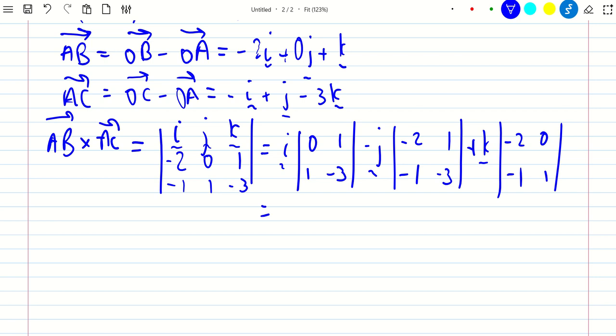Okay, and what have we got for I? That'll be 0 take away 1, so that's -I. For J, it's going to be 6 plus 1, so that'll be 7, but it'll be take away, so it's -7J. Hopefully that's not too horrible when I do the magnitude. And then K will be -2 take away 0, so that'll be -2K. Okay, so there is my AB cross AC.